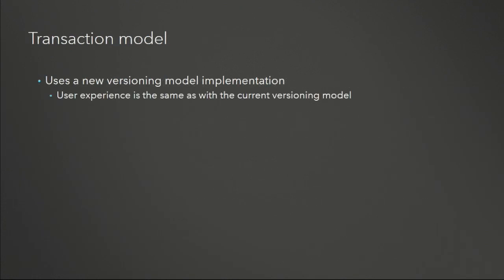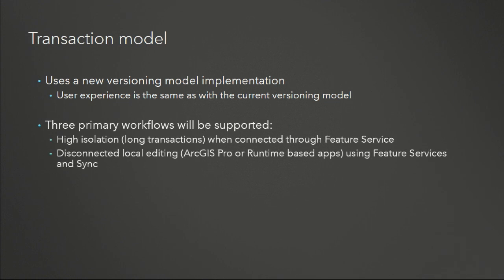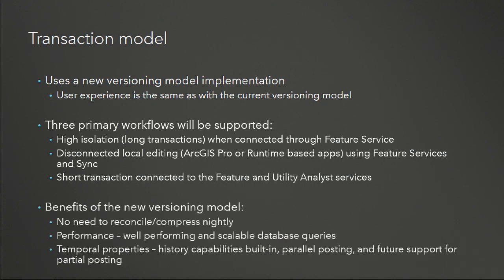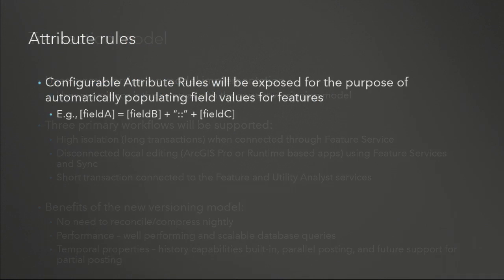Transaction model, we already talked about. It's all new. With branch versioning, you can do high isolation editing, much as you can today, as well as short transaction editing. Tom talked about that earlier. Benefits: no need to reconcile and compress, good performance, and you do have temporal capabilities. You can wind back in time.